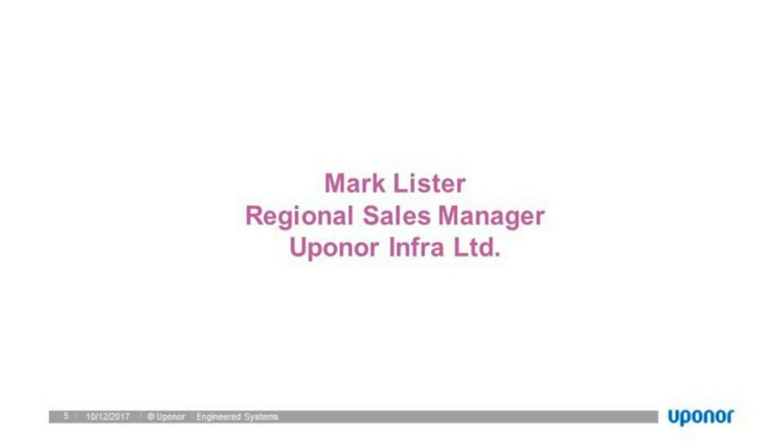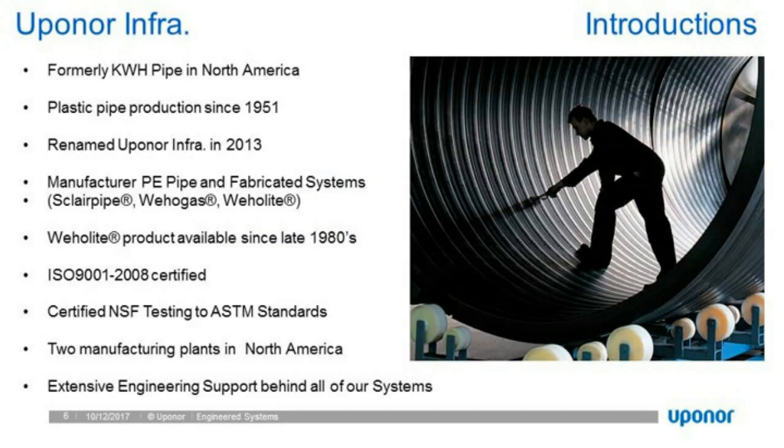Thank you, Faze, and welcome everybody to our webinar today. Just going to give you a little bit of background on Uponor Infra. Uponor Infra was formerly KWH Pipe. We've been producing plastic pipes in North America since the 1960s. In 2013, the company was renamed Uponor Infra following a merger between KWH and Uponor. Uponor manufactures polyethylene pipe and fabricated engineered systems for use in a number of markets, and we'll talk about a number of those as we go through the presentation, and then specifically with regards to culvert rehabilitation.